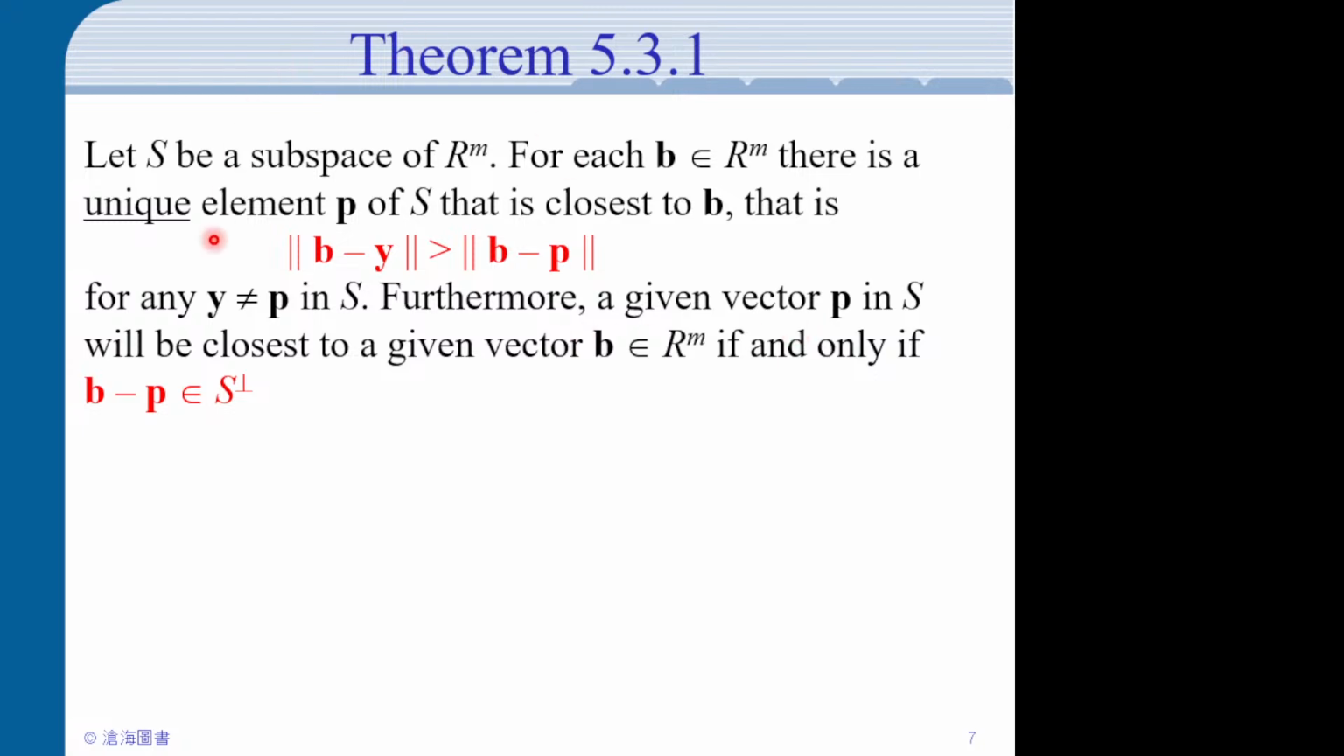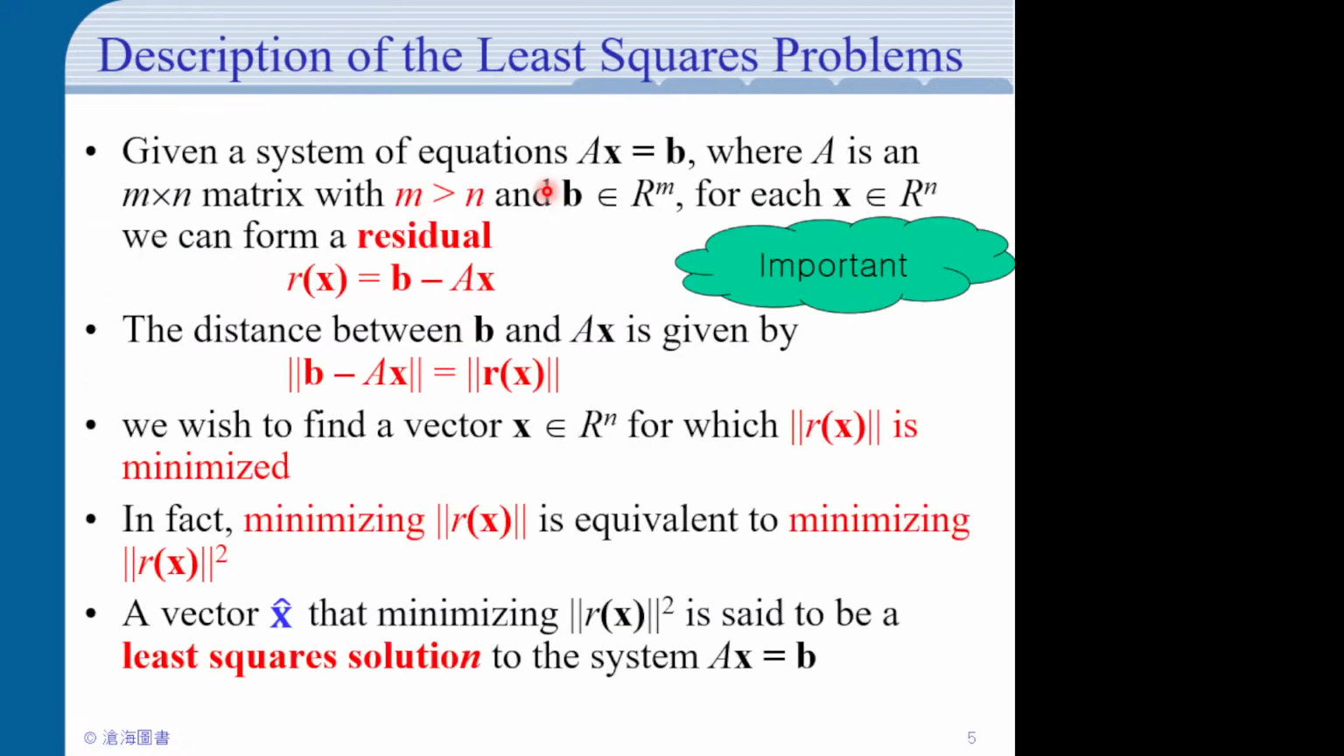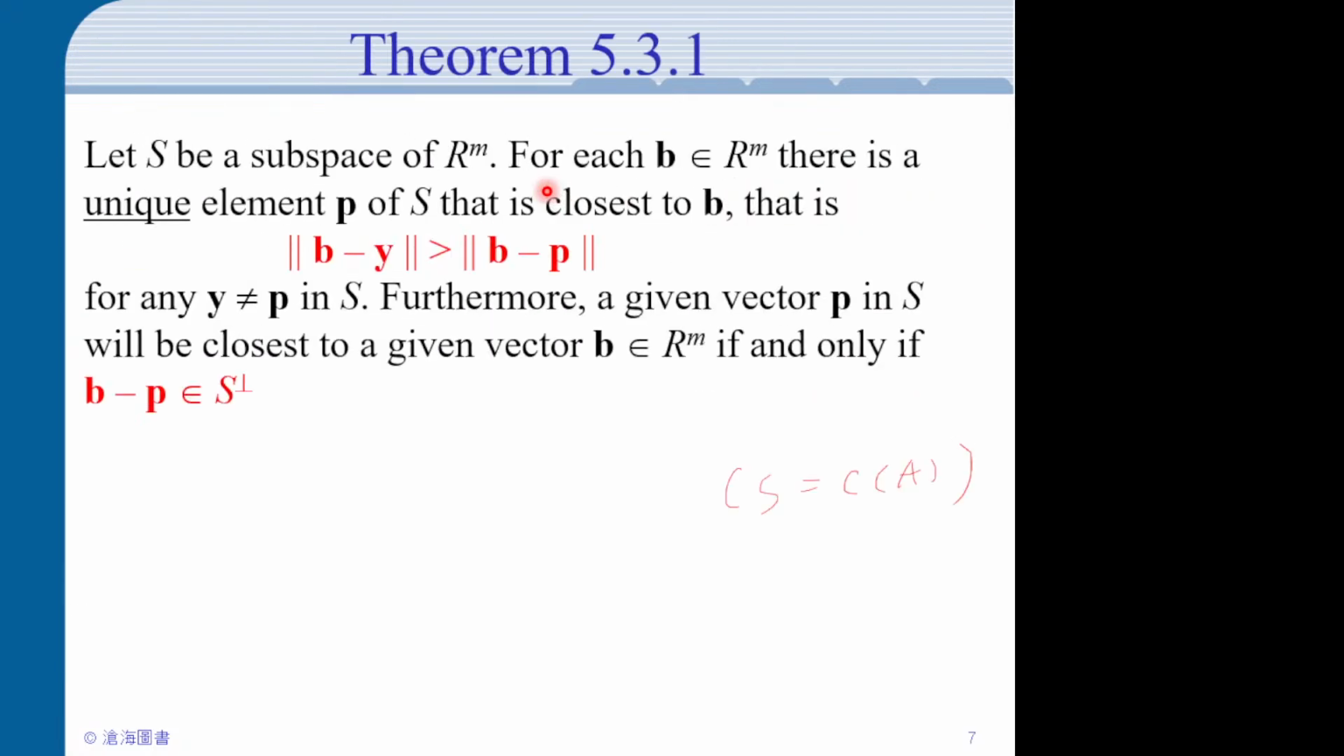So now we forget about A a little bit, and we just think about the column space of A. But we write the theorem in very general form, so we take whatever subspace S of Rm, and we have some b in Rm. Then there is a unique point p in S that's closest to b, meaning everything else in S will be further away.